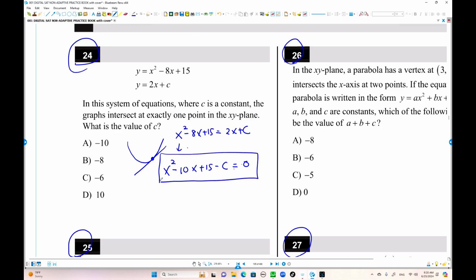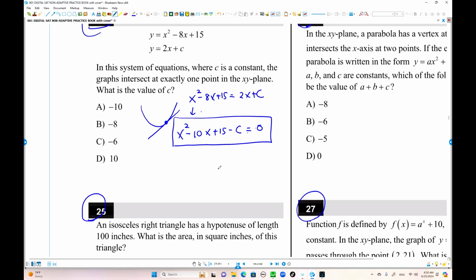But the solution should be only 1, right? Okay, discriminant. D equals b squared minus 4ac. b is negative 10, squared is 100. 4 times a is 4, and c is what? 15 minus c. It should be equal to 0. That means D equals 0, okay? When you divide it by 4, it's going to be 25 equals 15 minus c. But c must be what? Negative 10, right? Choice D is the answer, okay?